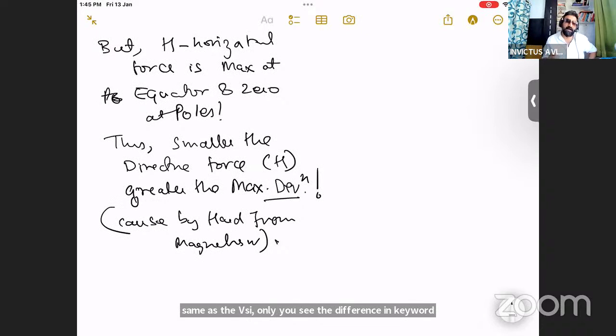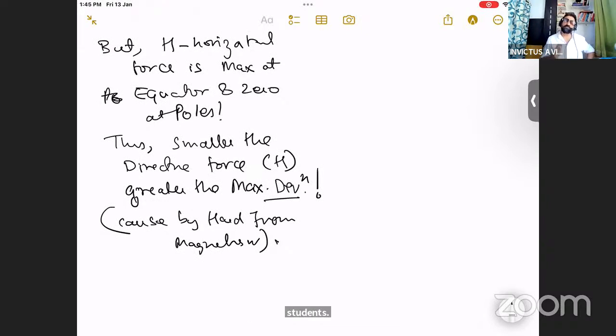So write down, hard iron deviating effect increases towards the poles and is minimum at the magnetic equator, because H is minimum at the poles and max at the equator. It is related to H. Don't mark it with Z.